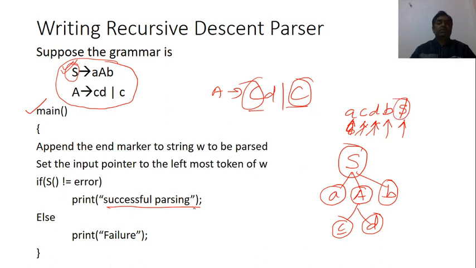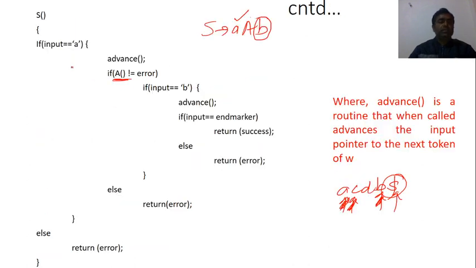That means our parsing is successful and this string is accepted now. Another string that can be accepted by this grammar is ACB. Just append the end marker and call this go to S. If input equal to A, yes, our string becomes ACB dollar. Yes, input equal to A, advance the pointer, it will come at C now.